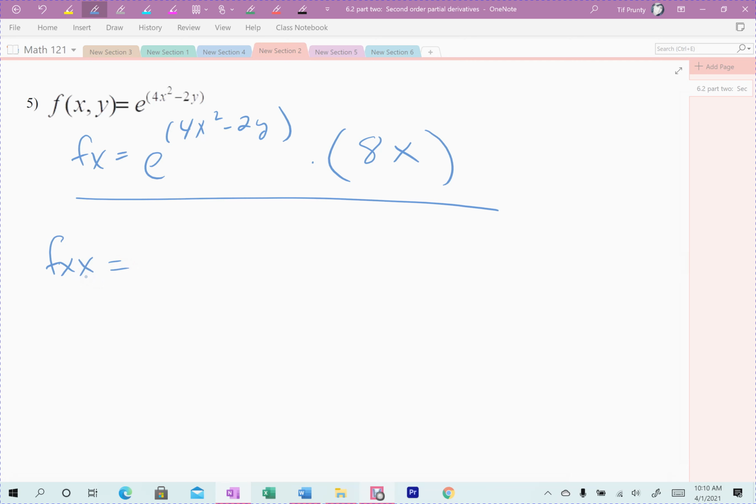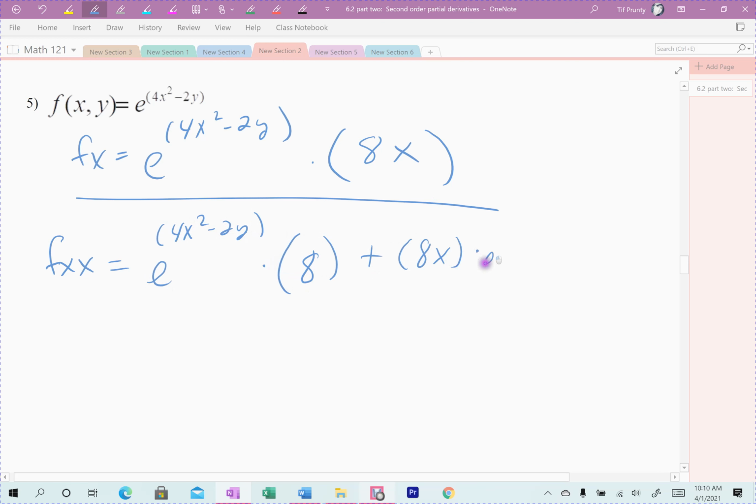So product rule. The first function is the e. The second function is the 8x. So it's e first times the derivative of the second, which is just 8, plus the second, 8x, times the derivative of the first, which is the e term, times another 8x, right? Because it's the derivative of the e, which is itself, times the derivative of the inside with respect to x, which is where the other 8x comes from.